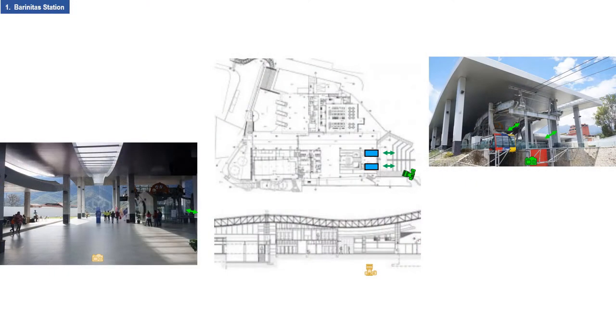This is the 1st station of the aerial tram. The 2 parking bays of the cabin can be seen here. Photos of the station from different angles are shown. Camera icons are shown where the photos were taken.